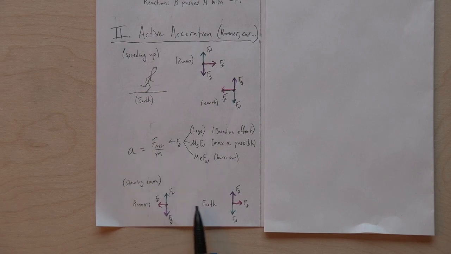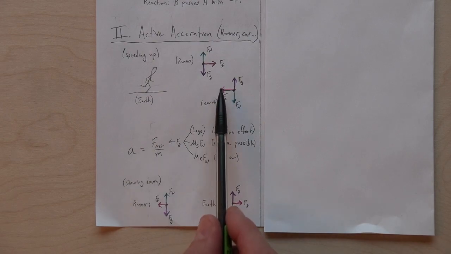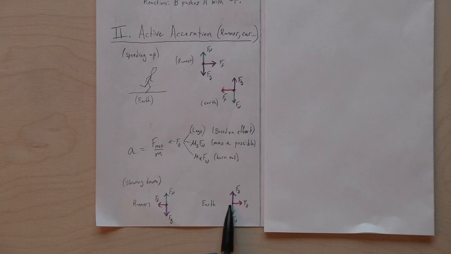In order to slow down, the runner, instead of pushing backwards like over here, pushes the Earth forward so that the Earth pushes the runner backwards. And we've got gravity and normal force the same.